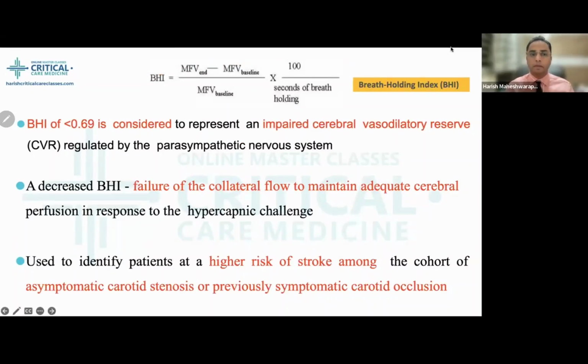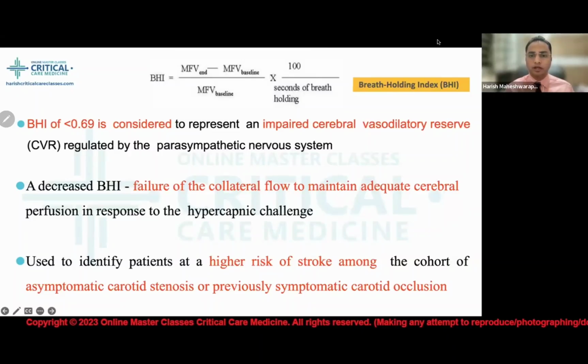So there is something called the breath holding index. It is the maximum flow at the end of breath holding minus the baseline maximum flow, this difference divided by the baseline maximum flow velocity, times 100, divided by the seconds of breath holding. So 30 seconds, 45 seconds, whatever it may be. If the breath holding index is less than 0.69, it is considered to represent an impaired cerebral vasodilatory reserve, what we call CVR.